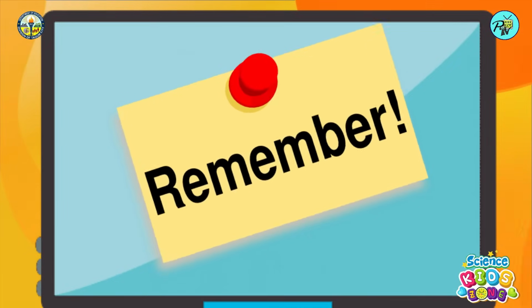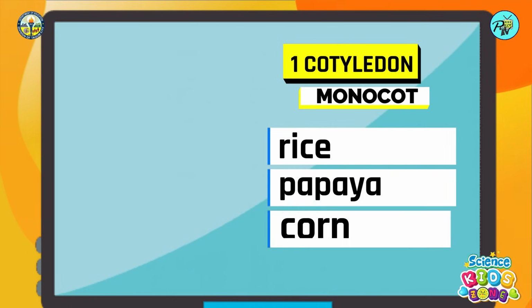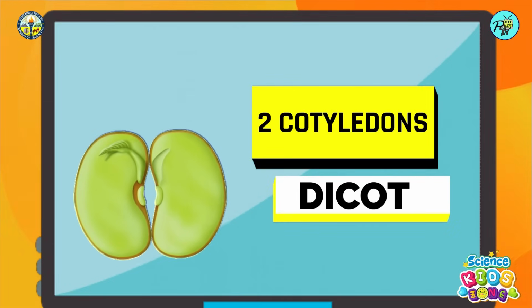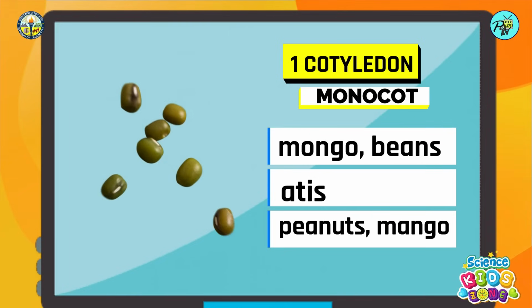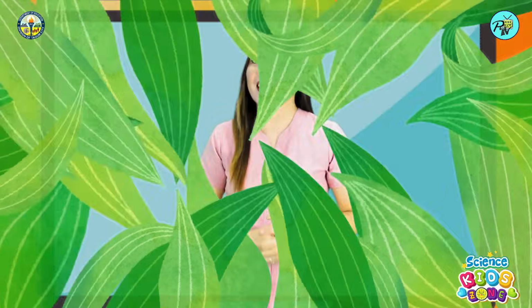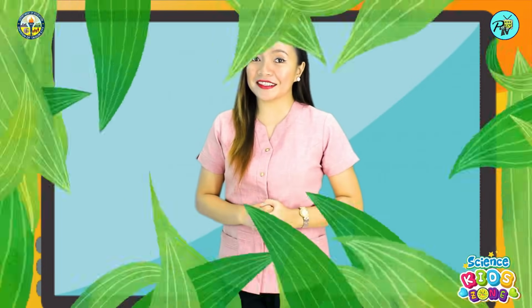Remember this: seeds with one cotyledon are called monocot. Examples: rice, papaya, and corn. And seeds with two cotyledons are called dicot. Examples: mungo, beans, atis, peanuts, and mango. Is it clear to you now what the life cycle of a plant is? Were you able to identify the parts of the seed and their functions? How about the difference between the monocot and the dicot seed?